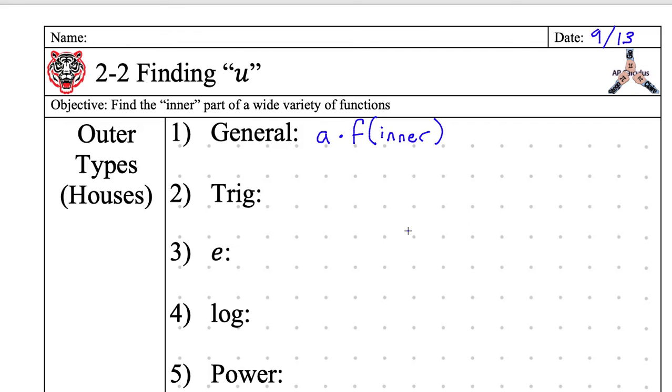Maybe you have a different function. Maybe you can have a function like this. I'll do a different color. Maybe you'll have a function like a times g of the inner. The main thing that you need to know is that you'll just have some random function.